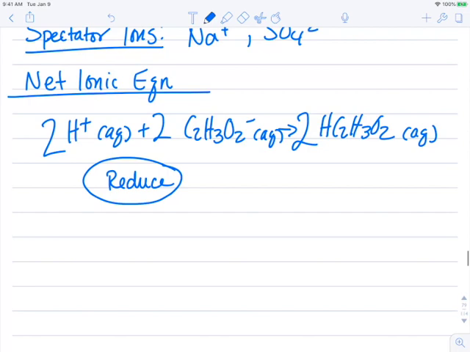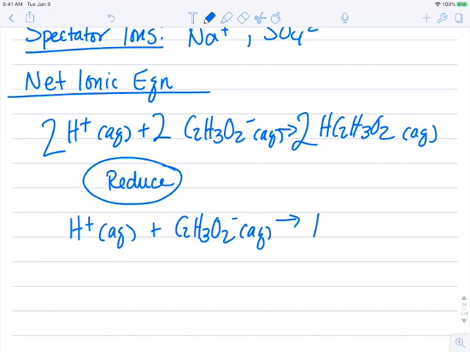And then we're going to write H plus, our acetate, going on to acetic acid like so. And again, this reaction happens because we form a weak acid. So questions on this one here?